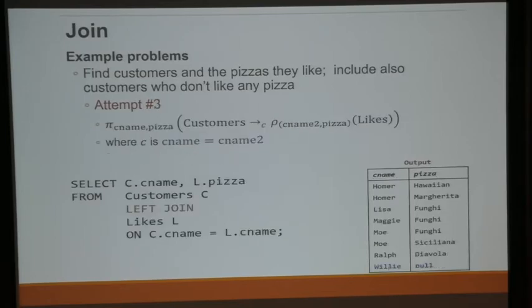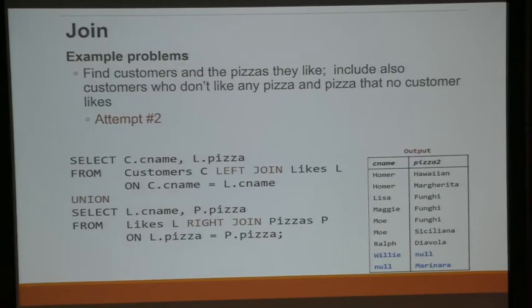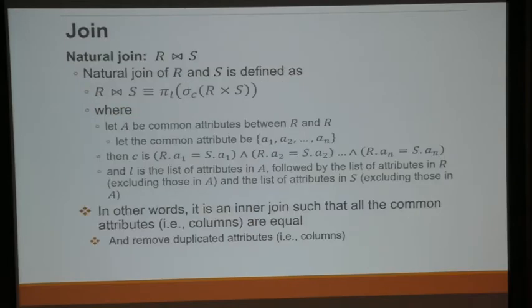The last one is natural join. Natural join is a special case of inner join. Remember that in the inner join, you have to specify the condition. In the natural join, the condition is going to be inferred. It is inferred as follows: if you have attributes that have the same name in both tables, you will use that as an equality check.